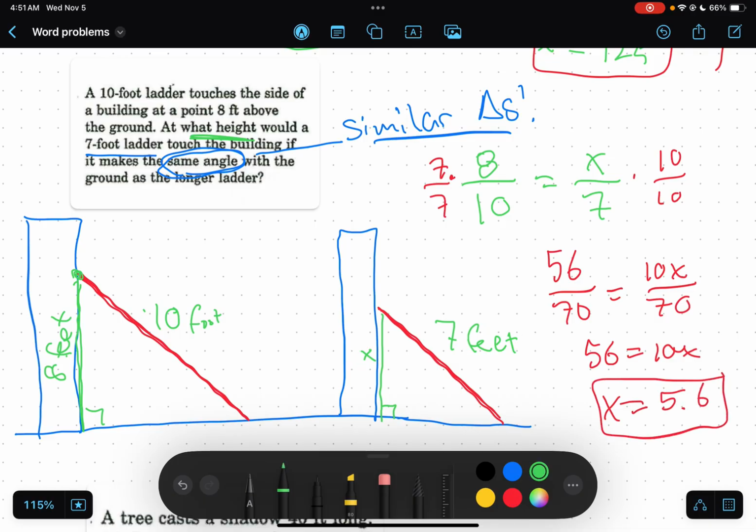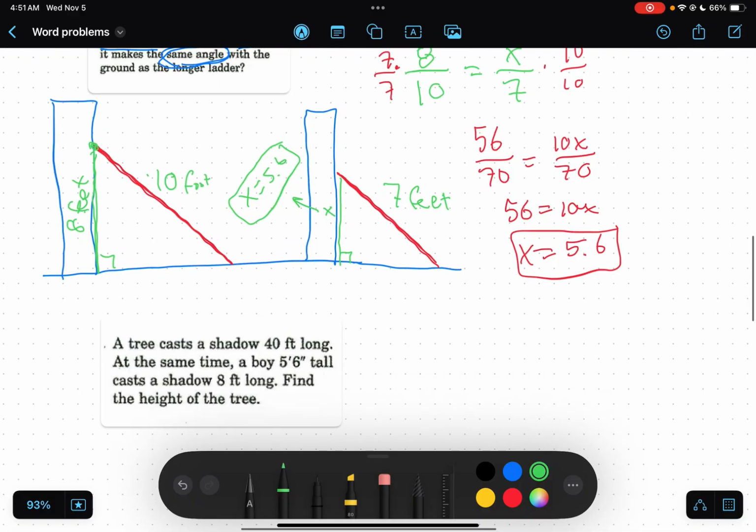So it's good to just confirm, like obviously my answer should be smaller than 8 because this is a smaller triangle. So that makes sense. So x equals 5.6. Okay, we're going to do 2 more and then we'll practice this more in class.